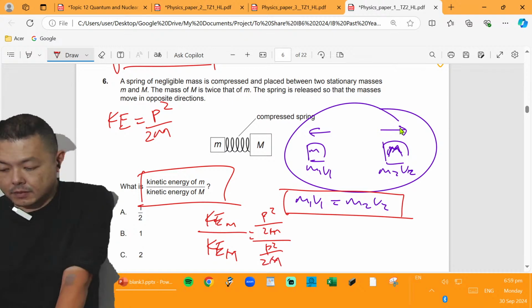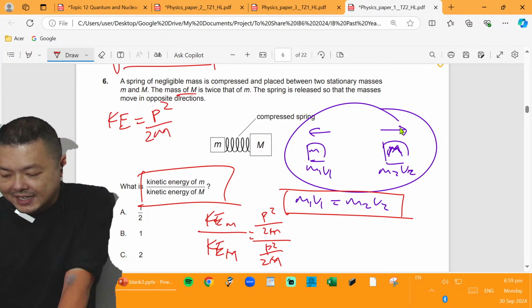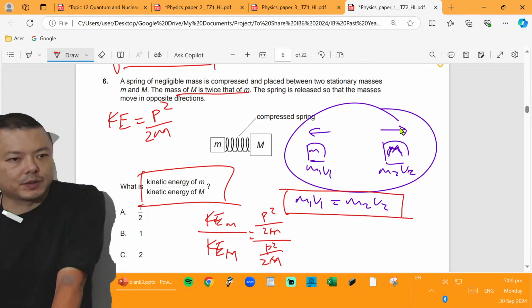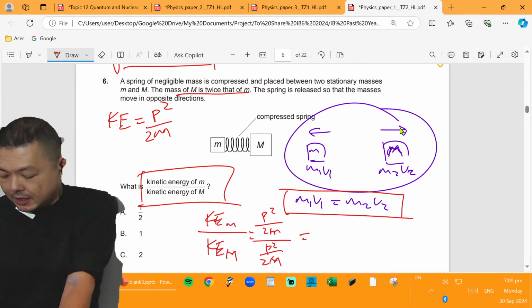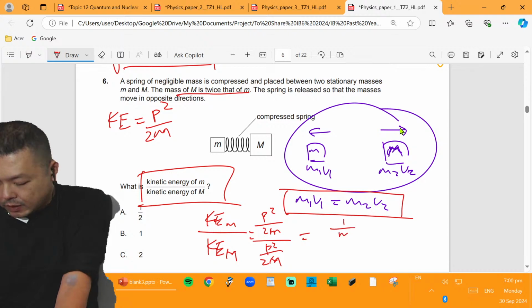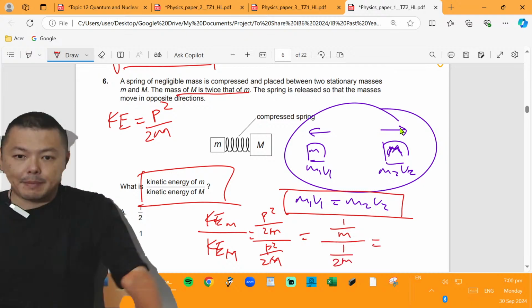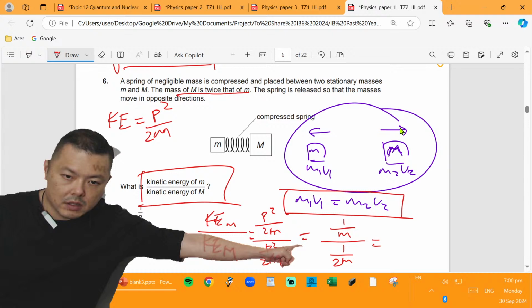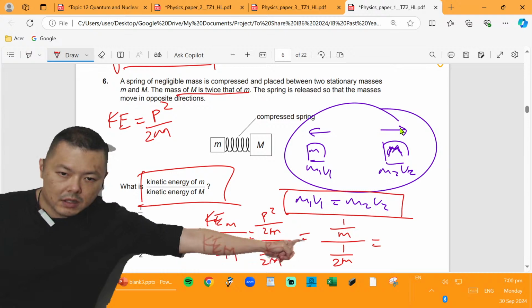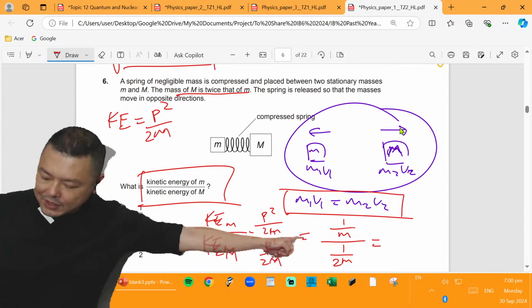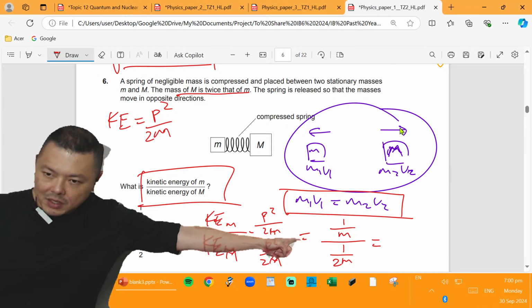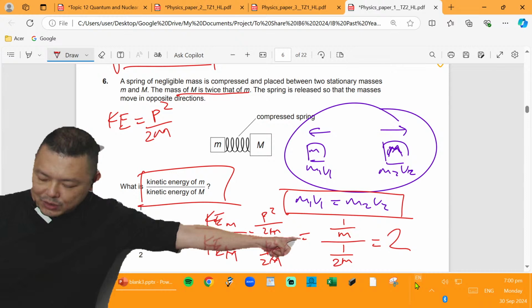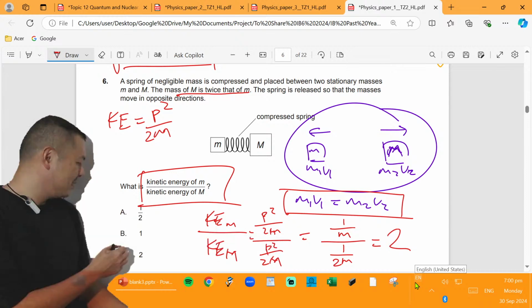Oh, I mean, they did say big mass is twice that of small m. They did say that up there. So what happens here then? Well, everything cancels off. So it's basically 1 over m over 1 over 2m. Can do the math, right? So what's that? Isn't that 2? That's just 2. C is your answer.